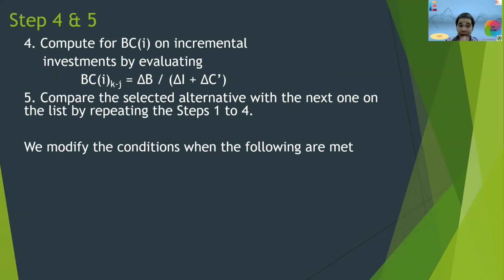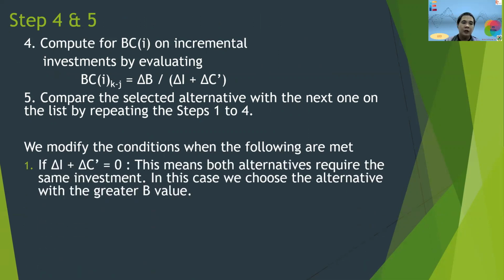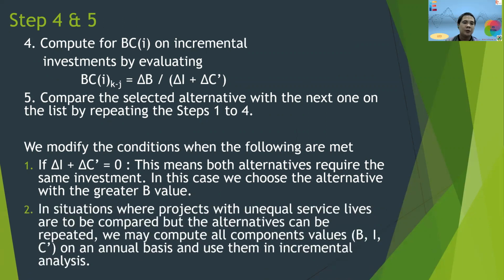So we modify the conditions when the following are met. Number 1, if change in I and change in C hat is equal to 0, this means that both alternatives require the same investment. No? So in this case, we choose the alternative with the greater B, assuming the investment is the same. Therefore, the alternative with the higher benefit should be chosen.